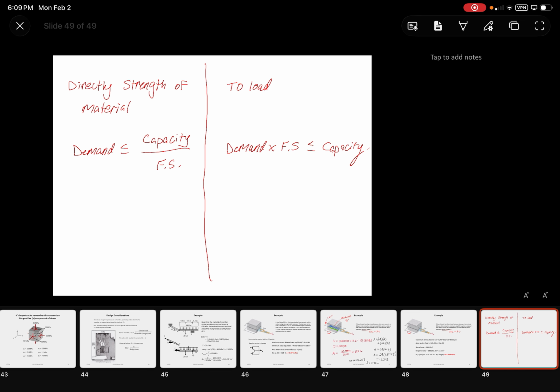Now I got a good one for you. Factor of safety of an airplane. 4? Nope. 1? 1 would mean designing directly to the capacity. 1.1. Yeah. There's a 10% tolerance for airplanes. Anybody want to take a guess why? You have to keep it light.